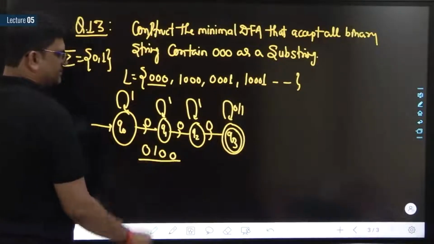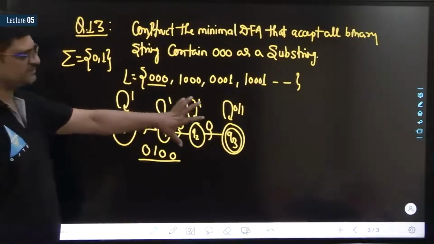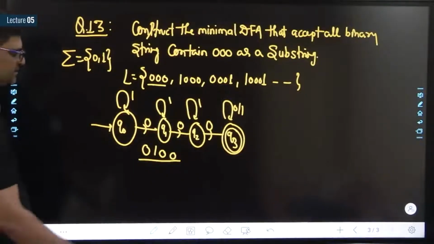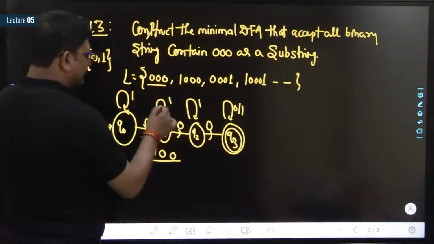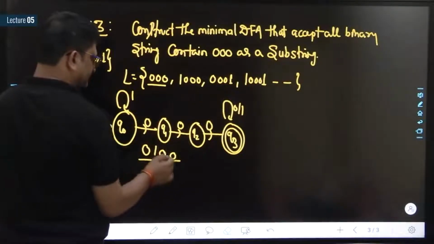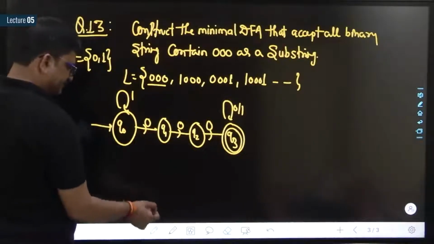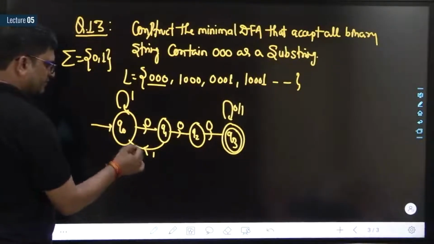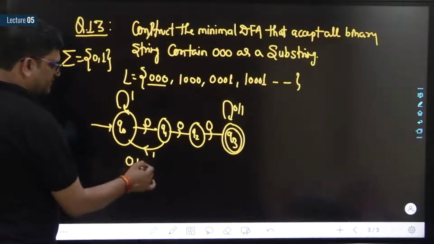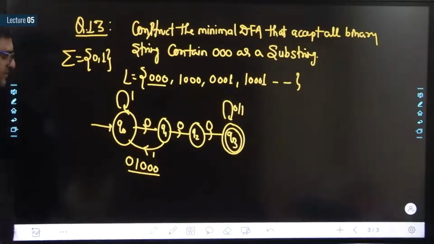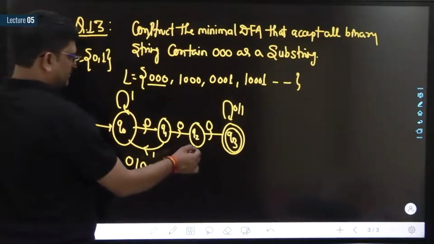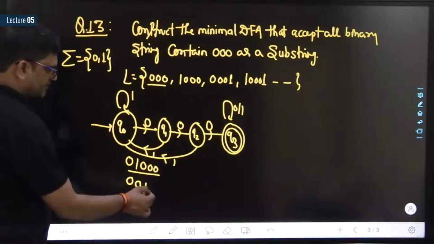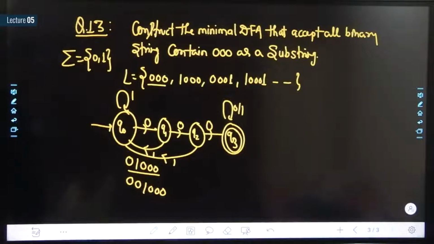The string 0100 is also accepted by this DFA, but this is not present in my language. That's why this is not correct. Then what will happen? Please check. 1001000 is present in my language. Clear? 1001000 is also present in my language.